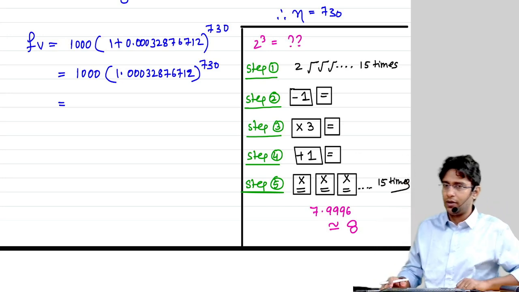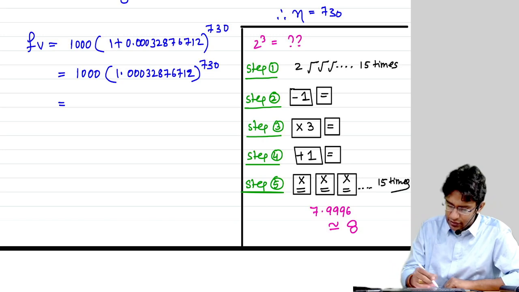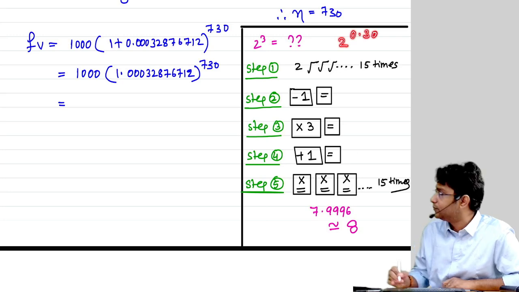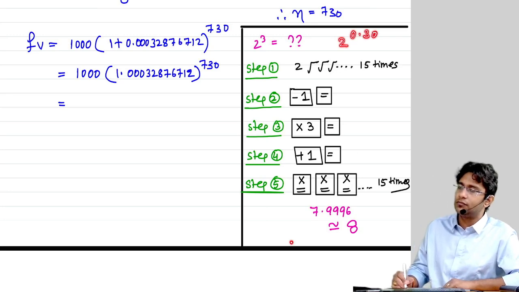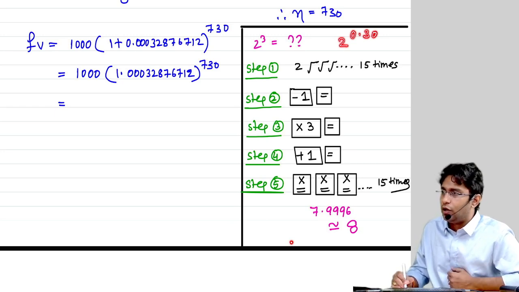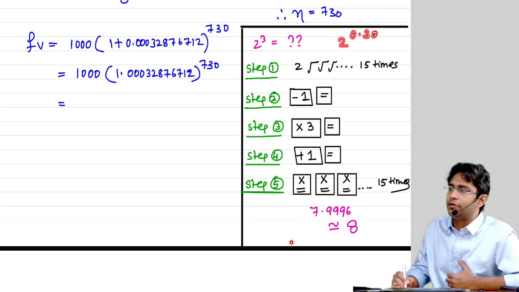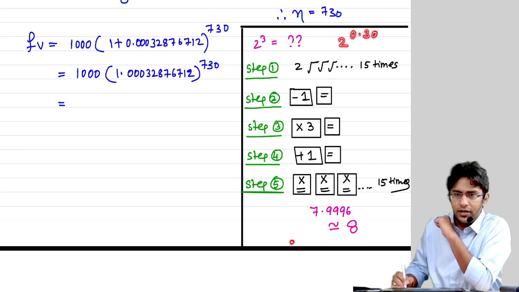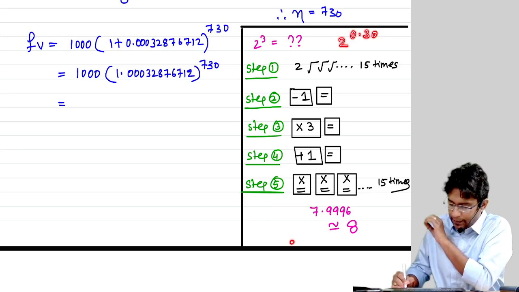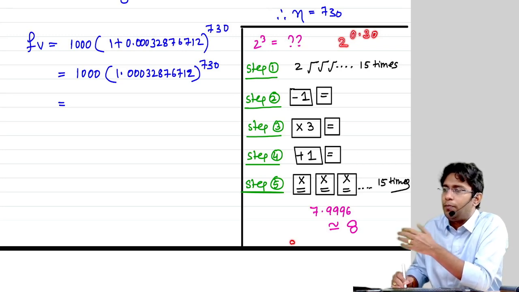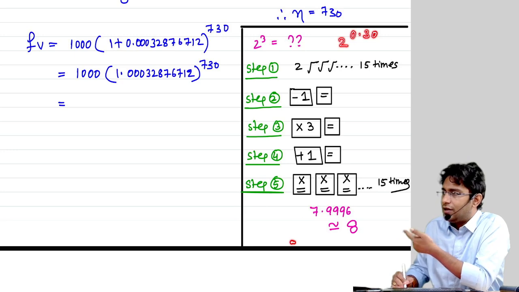That's the whole point. Now, if I ask you to work out 2 power 0.30, tell me, sir, how will you do? Normal calculator, it will not work. You need logarithm for this. But 2 power 0.30, you can work out using this technique, where in step number 3, instead of multiplying with 3, you will multiply with 0.3. You will get the same answer.